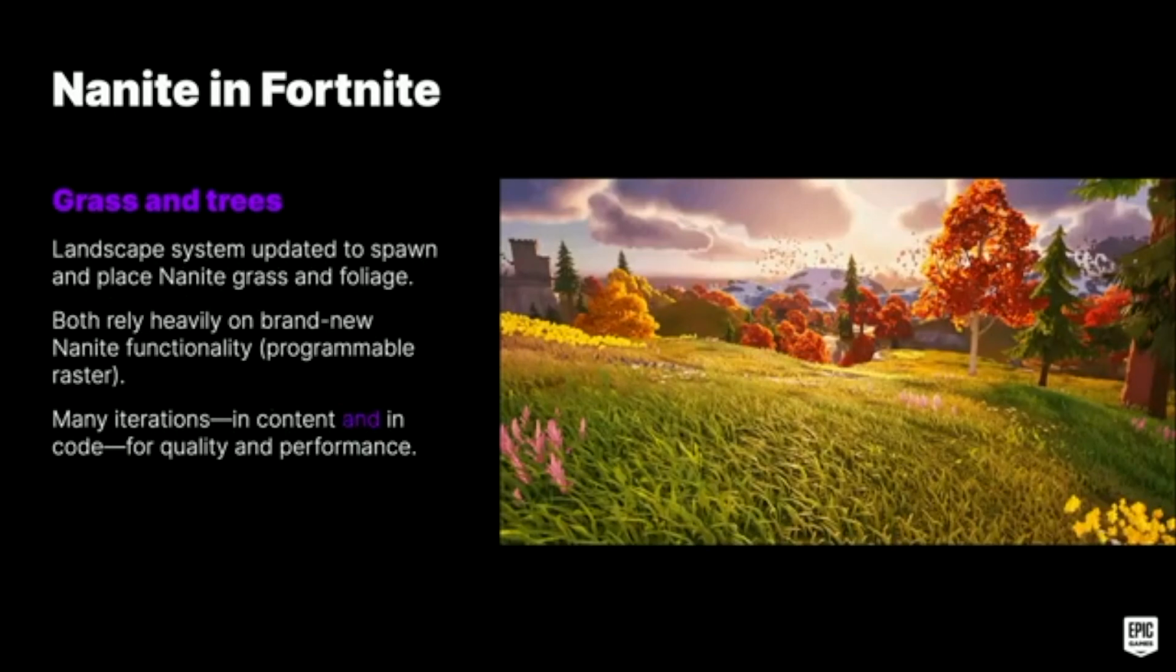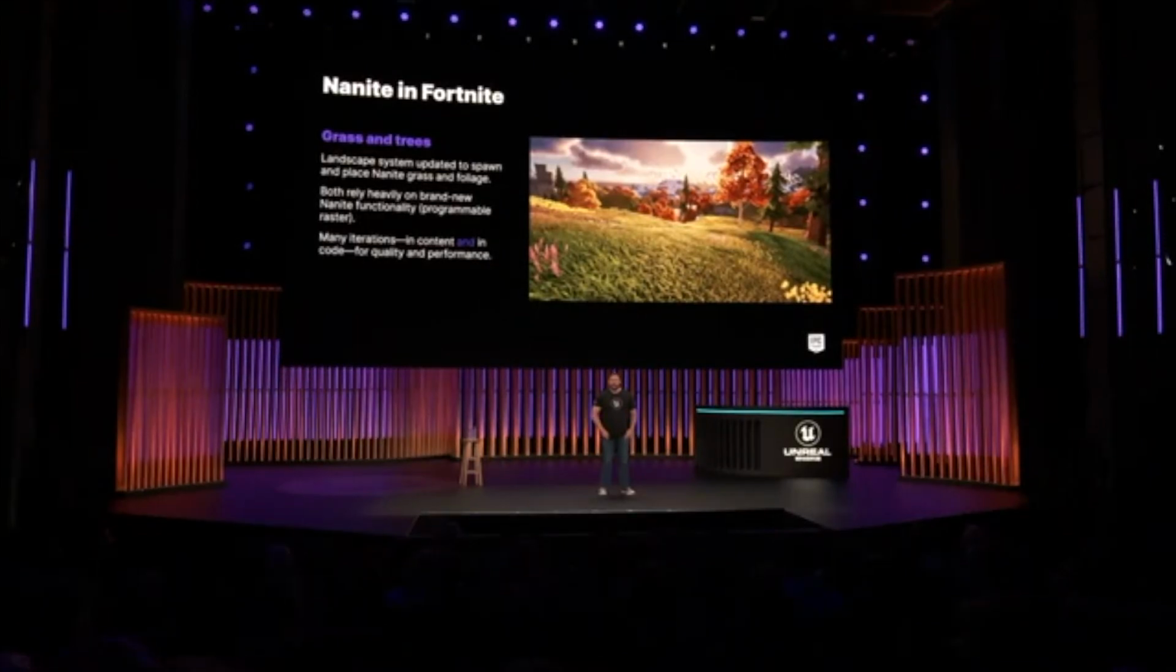For grass and trees, we added support to the landscape system to be able to both spawn and manually place Nanite meshes. Because they animate using world position offset, they relied heavily on the brand new and largely untested rasterization techniques. During development, the Nanite and TechArt teams worked closely together to continually iterate on the trees and grass to get them to final quality and performance.